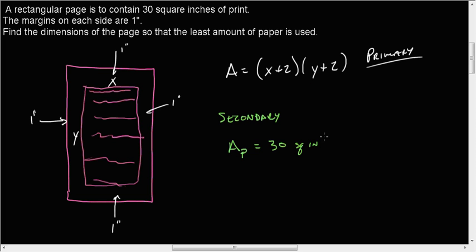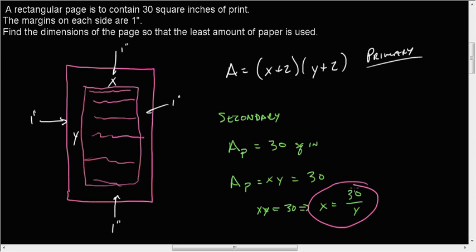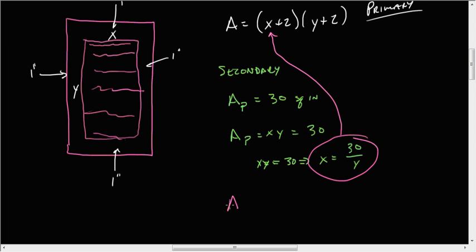All right, so now we also know that the area of the print is equal to xy. And so we could set xy equal to 30, which implies that x is equal to 30 over y. Well, now you've got something. You can take that and shove that right back in for x. So we come back to our original formula here, and we have our full area A is equal to 30 over y plus 2 times y plus 2.